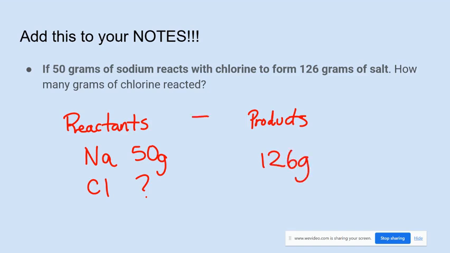If our reactants have to equal our products, how can we figure out our chlorine? 126 minus 50. Right, 126 minus 50. Anybody got that one in their head? 76 grams. Okay. So do you see how we figured that out? If we know that our reactants equal our products, we know the mass of our products, and we know one of our reactants, the other reactant has to be the difference. Does that make sense?